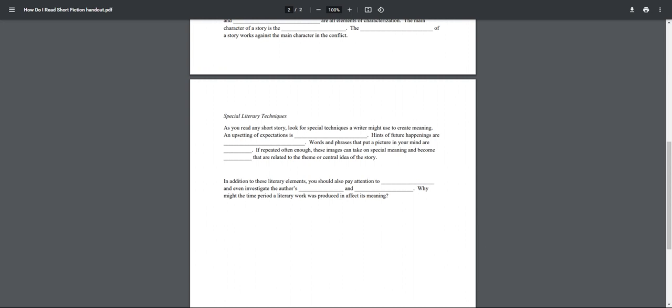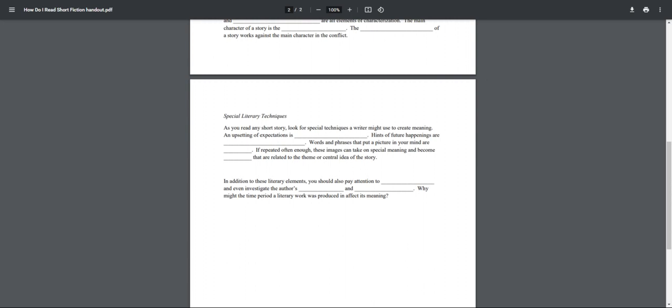As you read any short story, look for special techniques a writer might use to create meaning. So an upsetting of expectations, for example, is irony. So what happens is when you feel like a story is going to play out a certain way, and then there's a surprise at the end, for example, that is irony. And why might a writer do that? Okay. Hints of future happenings are called foreshadowings. So you might get hints early on in a story that something is going to occur. Okay, pay attention to that.